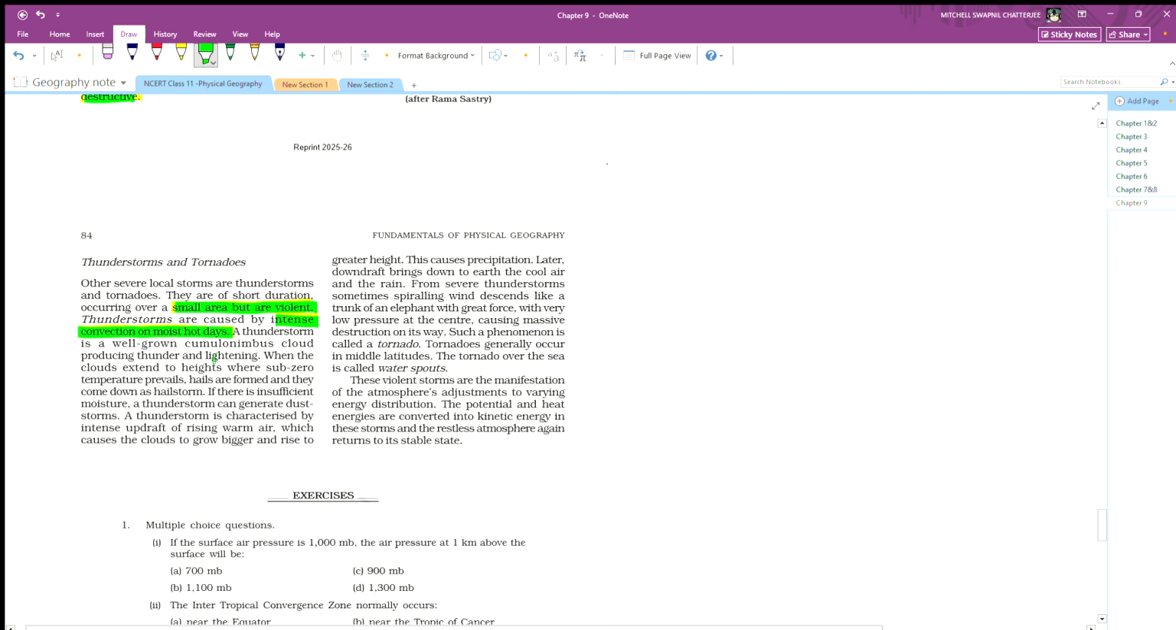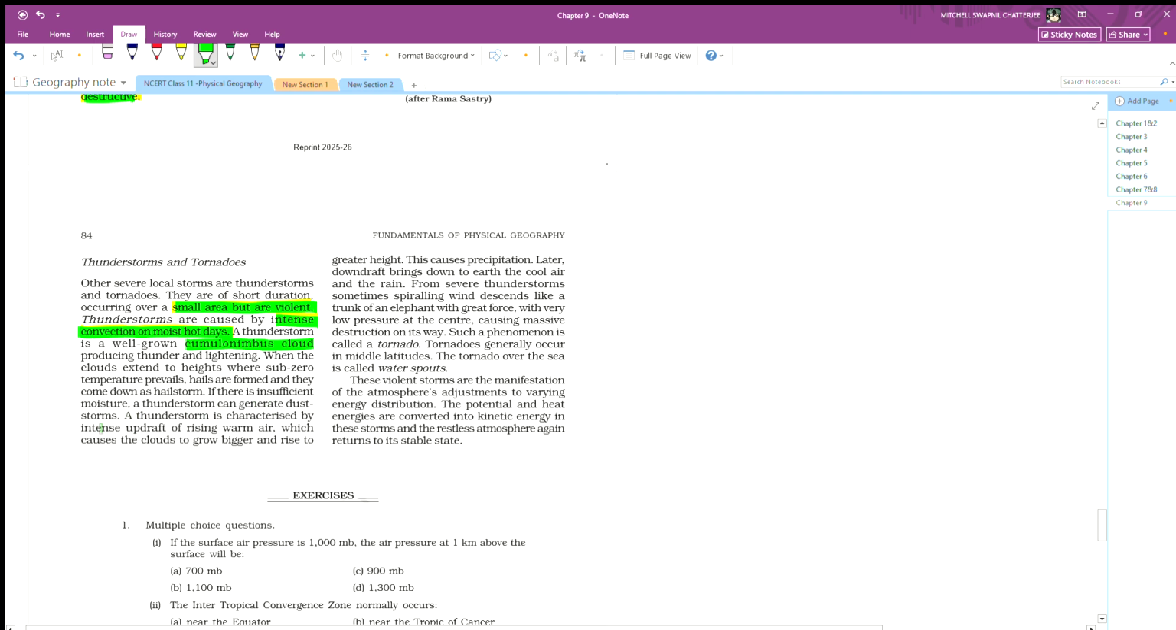Cumulonimbus clouds producing thunder and lightning. When the cloud extends to the height where the sub-zero temperature forms hail, the hail comes down as a hailstorm. If there is insufficient moisture, a thunderstorm can generate a dust storm.